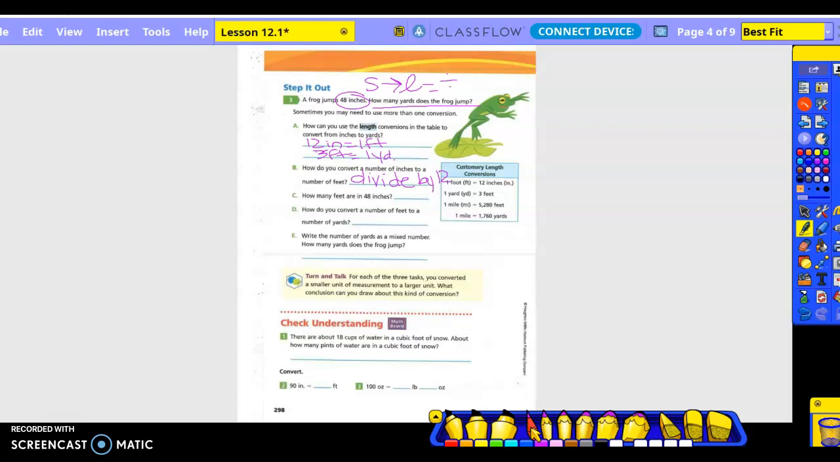Okay, how many feet are in 48 inches? 4, right? How do you convert a number of feet to a number of yards? So we said we were going to what? Well, we divide by 3, right? In this case, we're going to divide by 3. So write the number of yards as a mixed number. How many yards does a frog need to jump? So you are going to take 48 divided by what?